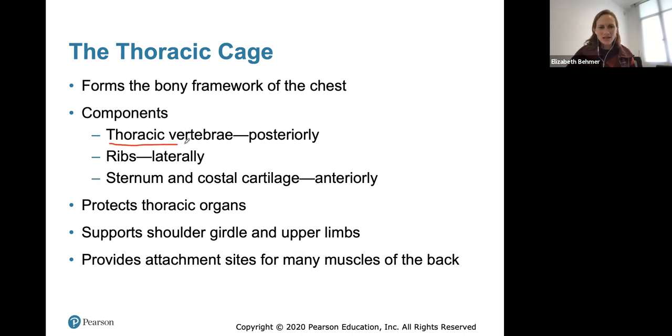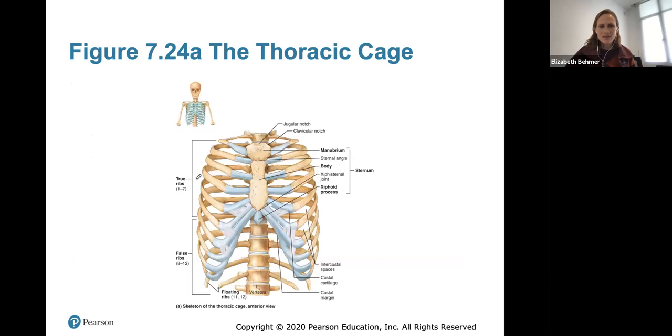It contains your thoracic vertebra in the back, the ribs on the sides, and the sternum and costal cartilage on the front. It protects your thoracic organs, and it supports the shoulder girdle and your upper limbs. And it also provides attachment sites for many muscles of the back. So here's a look at the thoracic cage and how everything comes together to support and protect the organs within it.